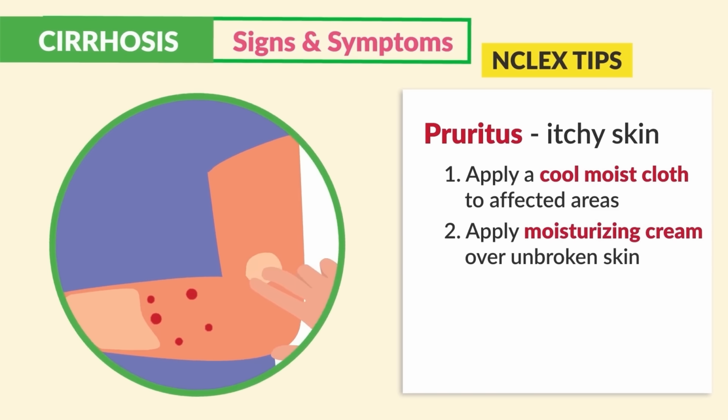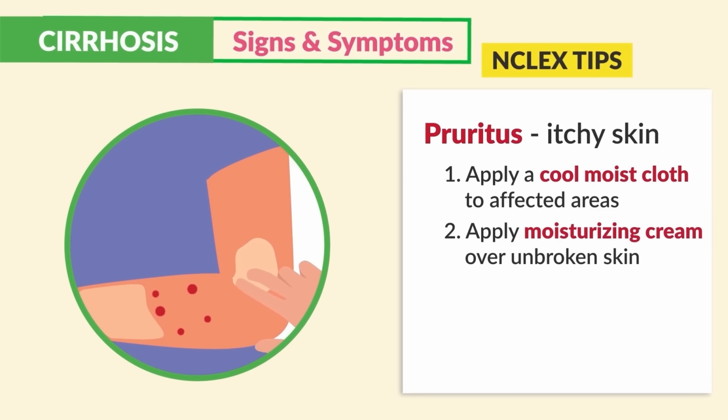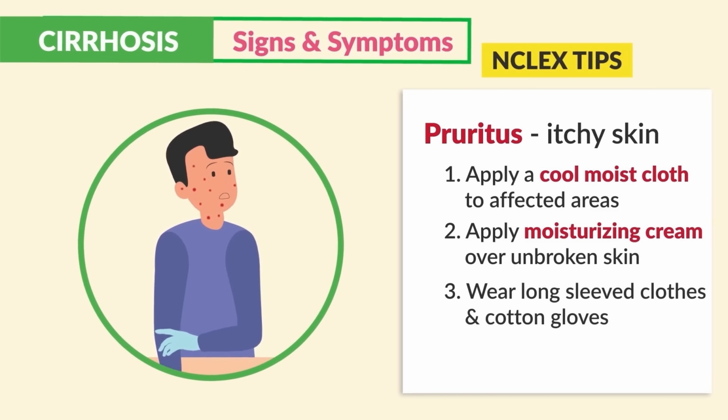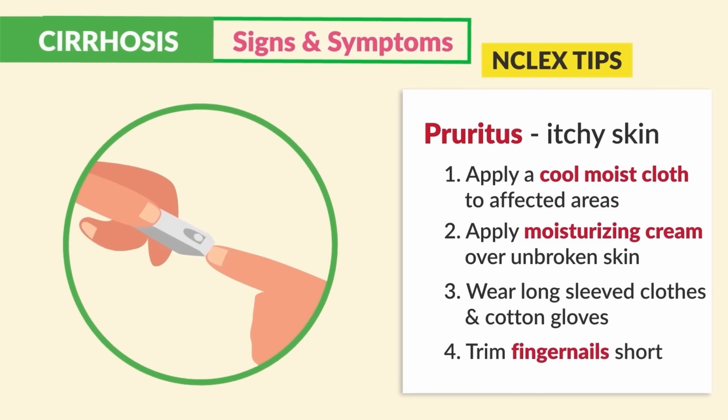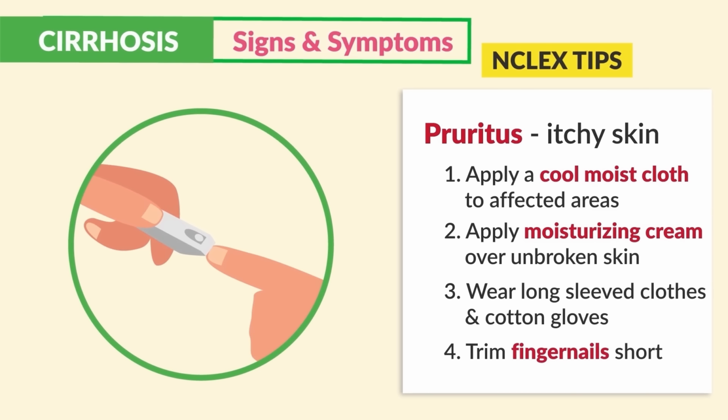Number 2 is applying moisturizing cream over unbroken skin to protect the skin. The key term is unbroken skin. So moisturizing cream is good. Now, number 3 is wear long sleeve clothes and cotton gloves to avoid the scratching here. And number 4 is trim the fingernails short to prevent skin breakdown if the client accidentally scratches themselves. So I'd recommend pausing your screen and writing these 4 things down.